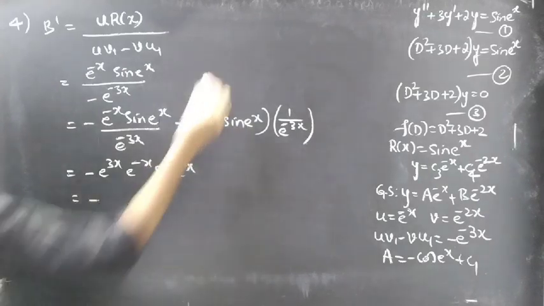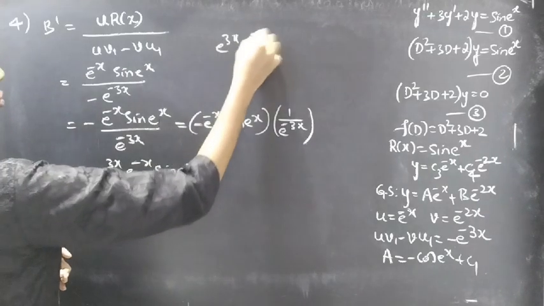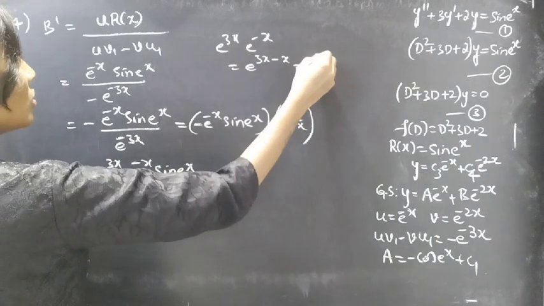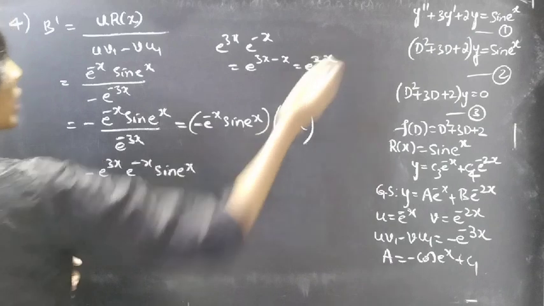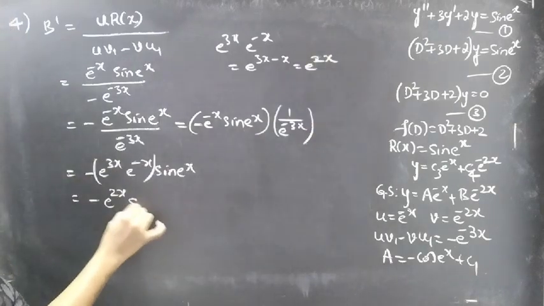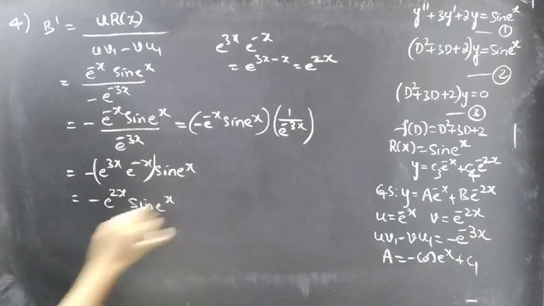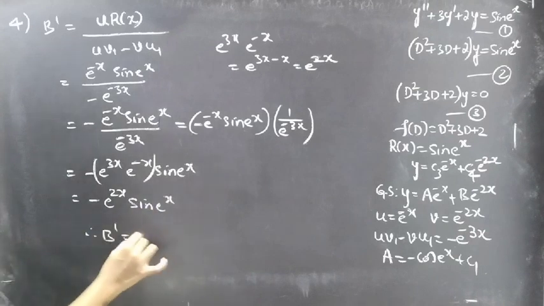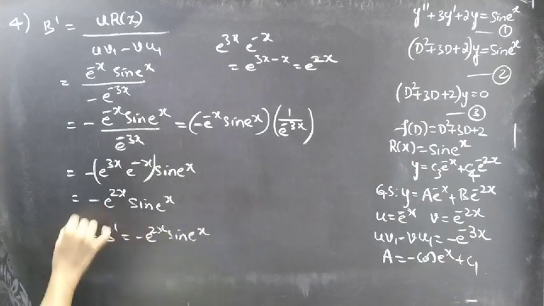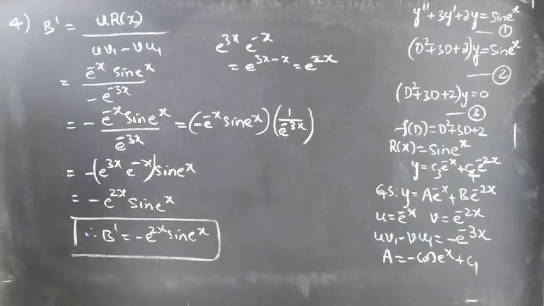This gives us minus e power 3x into e power minus x, which gives us e power 3x minus x, which is e power 2x, right? Let's replace it with e power 2x. Therefore, b dash equals minus e power 2x sine e power x.